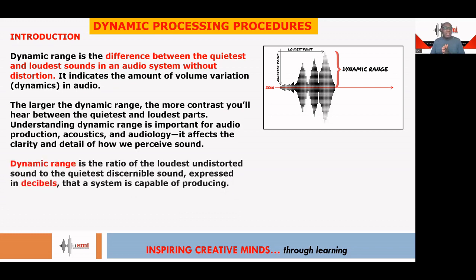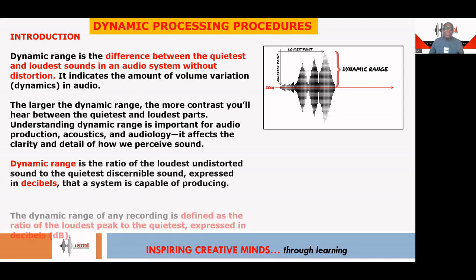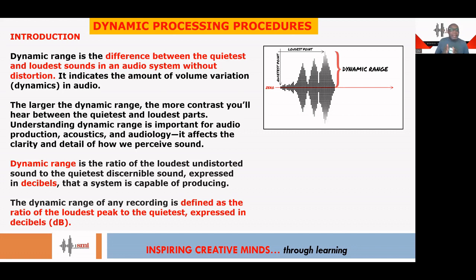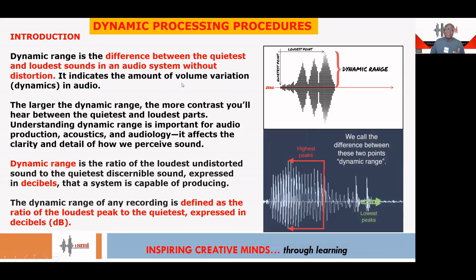So dynamic range is the ratio of the loudest undistorted sound to the quietest discernible sound, expressed in decibel, that a system is capable of what? Of producing. We need to keep on reminding ourselves of that. So the dynamic range of any recording is defined as the ratio of the loudest peak to the quietest, expressed in decibel.